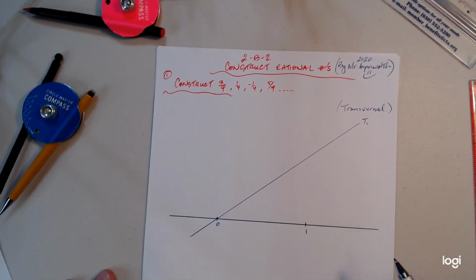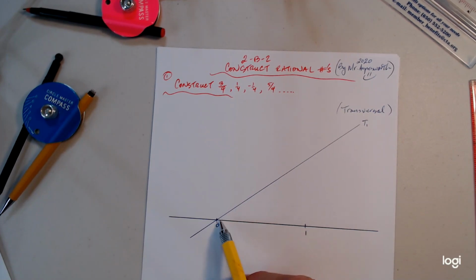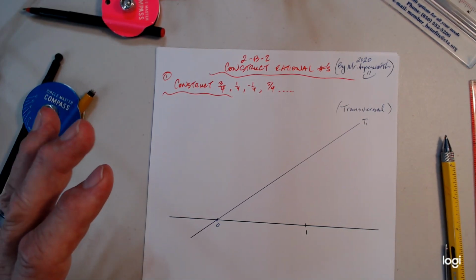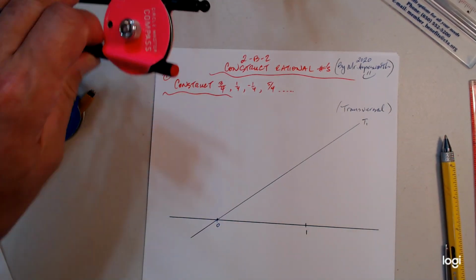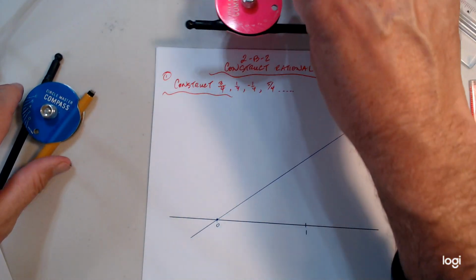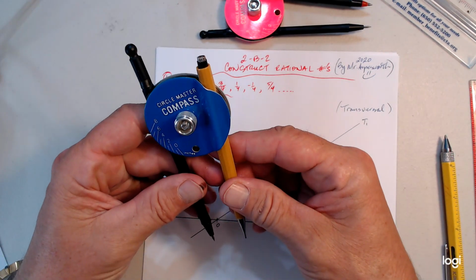Okay, to do that requires me to construct congruent angles to this one, the angle between these two lines. To do that requires 4 arcs. So this is different, like I said, than the previous one. I'll keep it this way. Okay, so here we go.